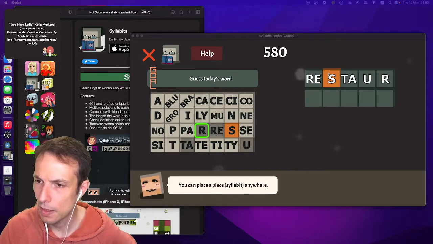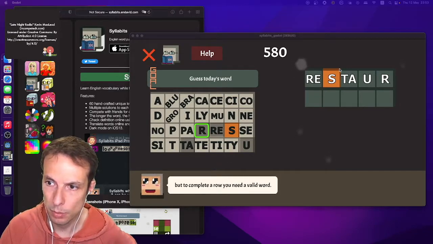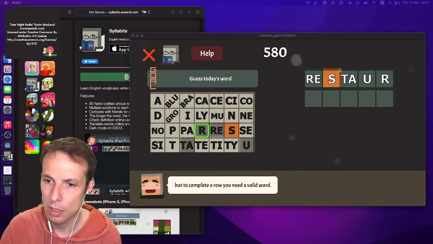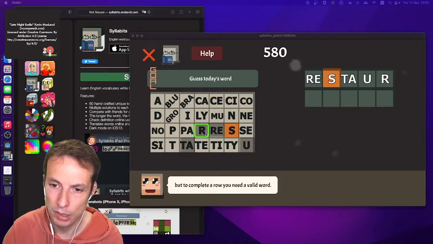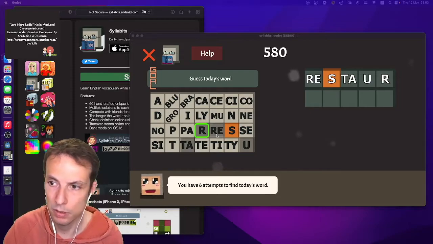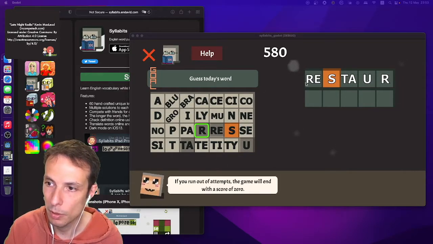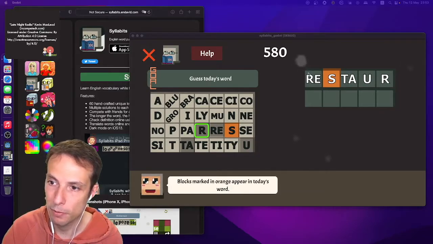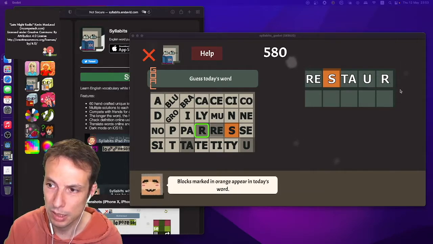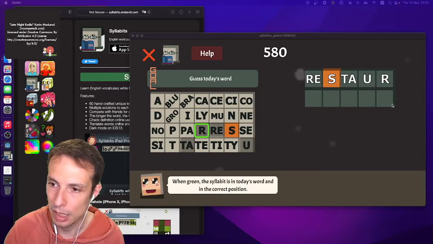So the S is flagged in orange because it's in the final word, but it's in the wrong position. So we get a hint. And then the others are grayed out because they do not appear in the final word. So we've discarded a few because we're playing with 5 block words. It's a bit easier, in the sense that you discard more blocks at every attempt.